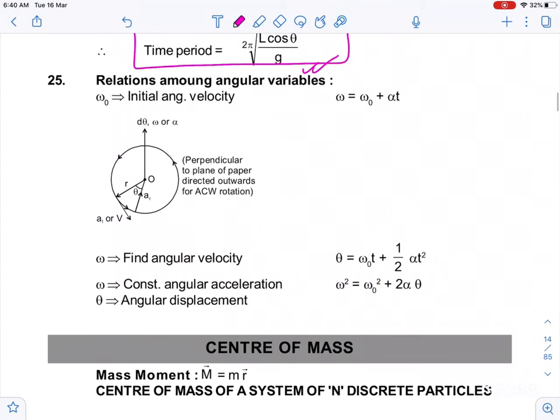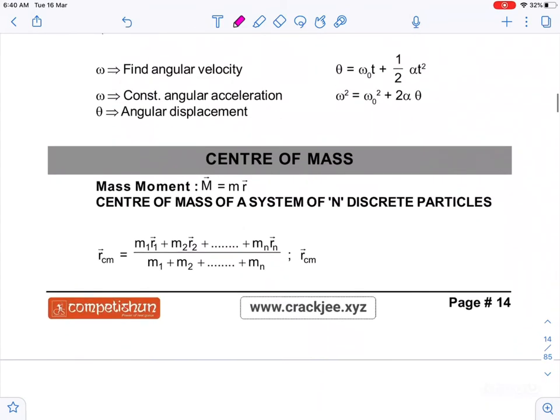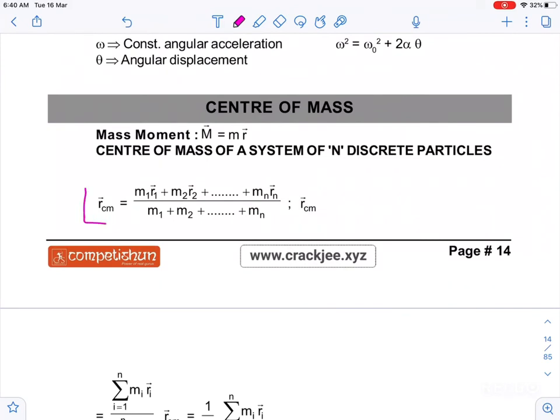Now next thing is, guys, angular acceleration relations, like v is equal to u plus at. So you can write omega is equal to omega naught plus alpha t, and theta is equal to omega naught t plus half alpha t square, and omega square is equal to omega naught square plus 2 alpha theta. So directly you can use these formulas.